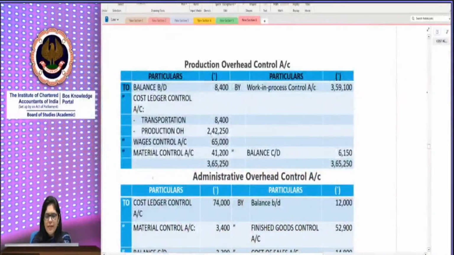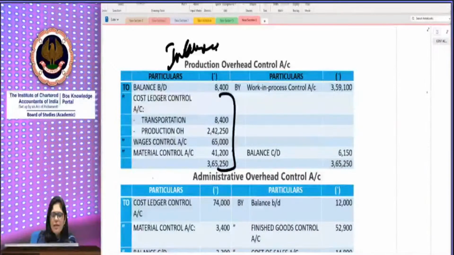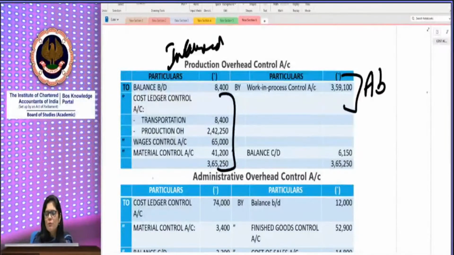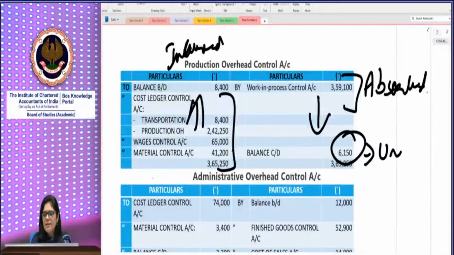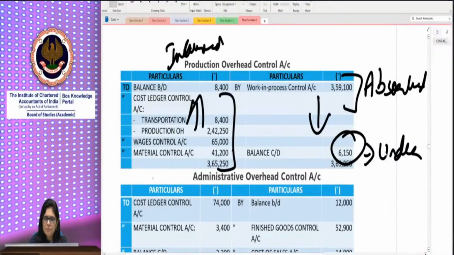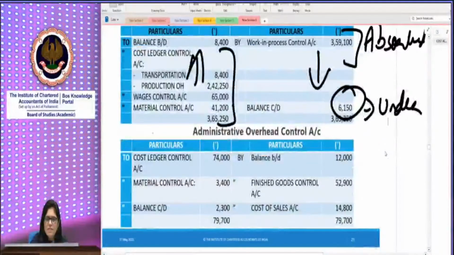Production overhead: again, you first incur them, and then you absorb them to WIP. Production overheads absorbed to WIP. So incurred is greater, absorbed is less. So this is under absorption. Incurred is greater, absorbed is less, so it's under absorption. Quickly take a note of this.